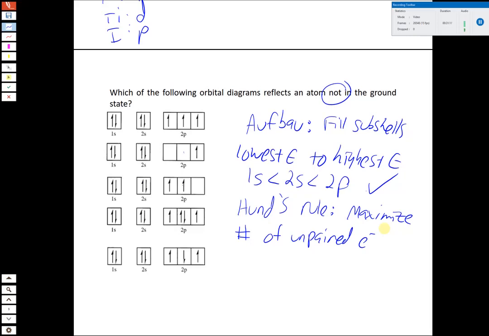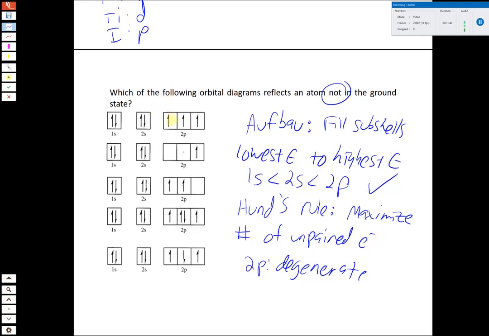What this means more practically is that if we're filling degenerate orbitals, so the 2p orbitals are degenerate orbitals, there's 3 of them all at the same energy. When we're filling these 2p orbitals, we put 1 electron into each orbital first, and those electrons have to all go in with the same spin before we start pairing them up. Alright, so let's look at which of these choices follow that rule.